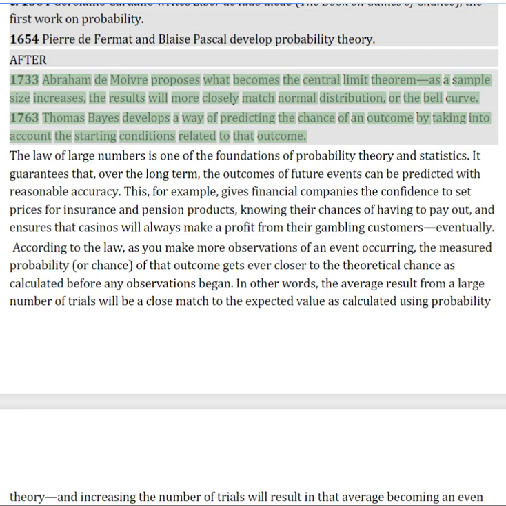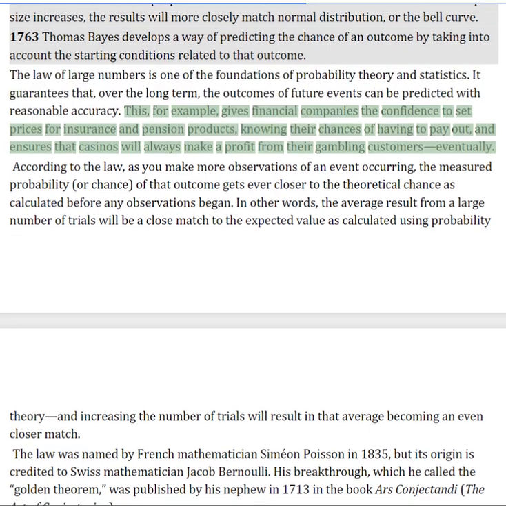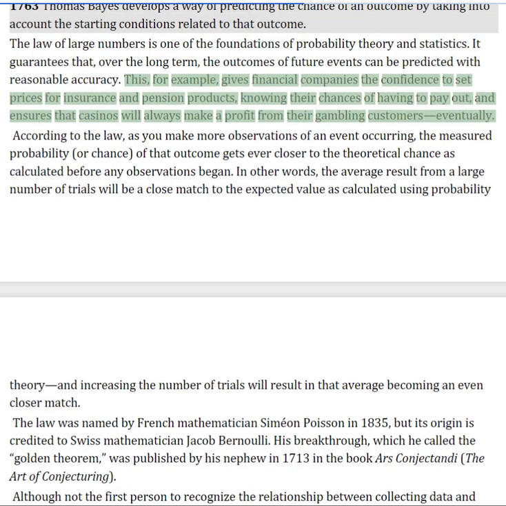The law of large numbers is one of the foundations of probability theory and statistics. It guarantees that, over the long term, the outcomes of future events can be predicted with reasonable accuracy. This, for example, gives financial companies the confidence to set prices for insurance and pension products, knowing their chances of having to pay out, and ensures that casinos will always make a profit from their gambling customers, eventually.